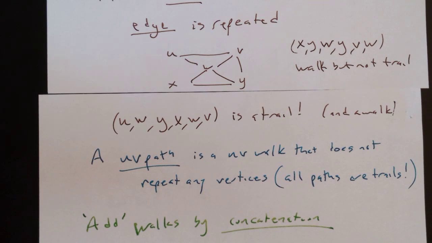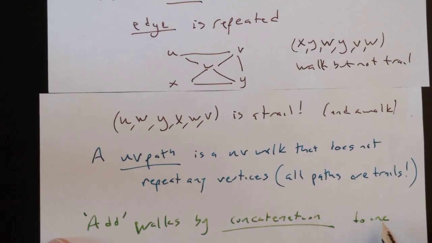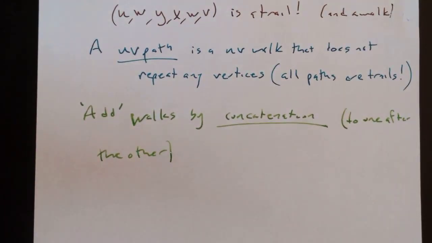I'm stealing from the computer science people. Concatenate means to just do one after the other. This comes from the Unix cat command in Unix. You just do one after the other. So if I want to say I've got, as we said earlier, UV and then VW.